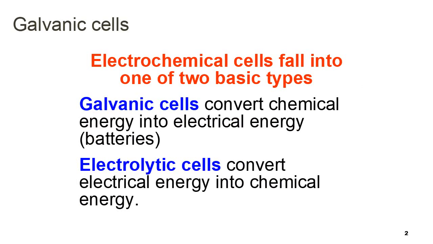Electrochemical cells fall into one of two basic types. One is galvanic cells, which convert chemical energy into electrical energy, such as batteries. Second is electrolytic cells, which convert electrical energy into chemical energy.